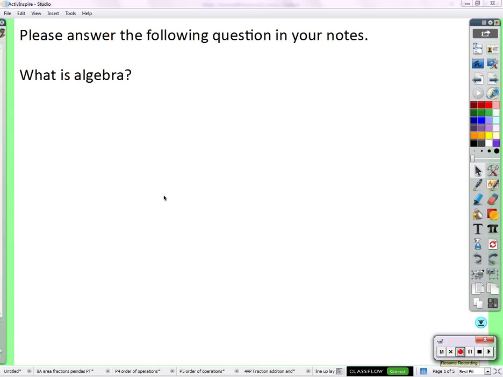Answers. What is algebra? What makes algebra different from other maths? Josie? You use equations to solve the problems, and it does more useful things in real life. I've found that I use it more. Okay, equations is more useful.